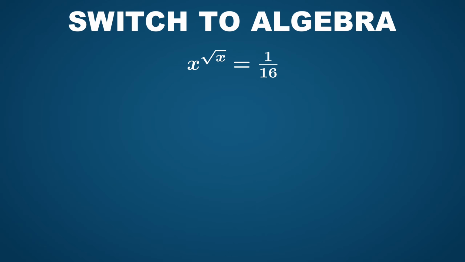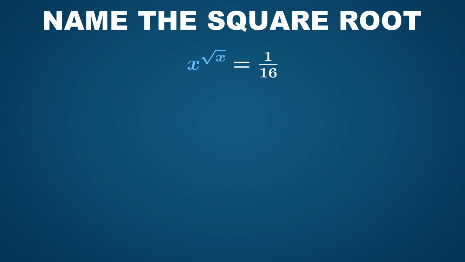Guessing has stalled, so we switch to algebra and attack the structure. The square root sitting in the exponent is the piece that blocks us, so we give that square root its own name and substitute it away. Let t stand for the square root of x in this problem. A square root is never negative, so t is 0 or positive.